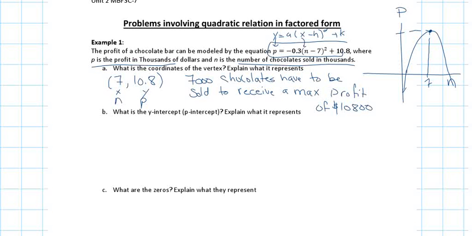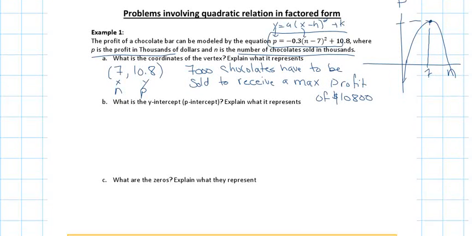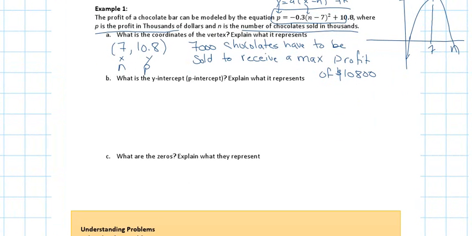y-intercept. Good. Now, how can I go from vertex form to standard form? What do I have to do? Expand. Yeah. So let's expand. So to expand this, I'm going to p equals to negative 0.3. I have to write n minus 7 twice. You guys remember that?